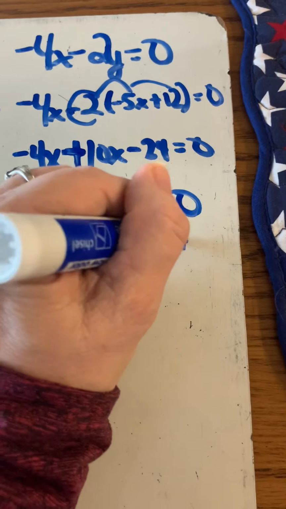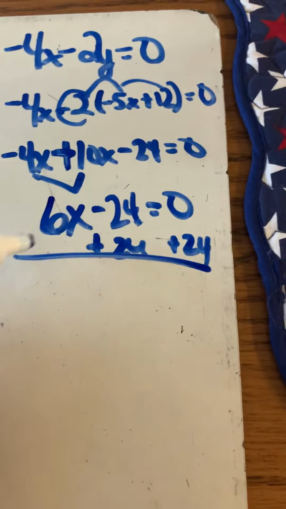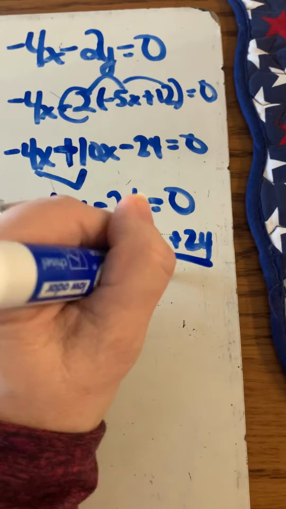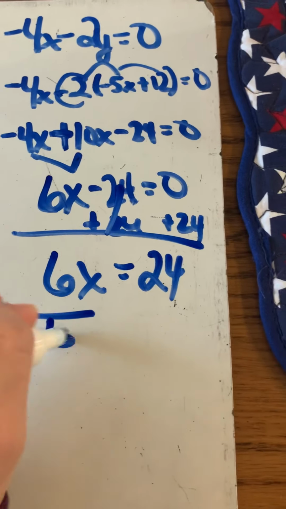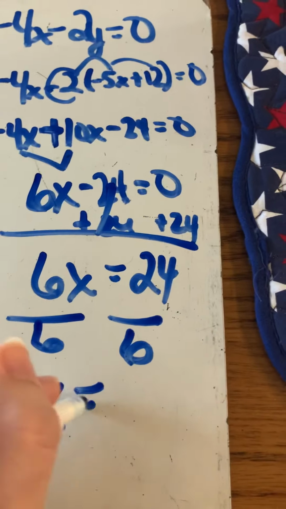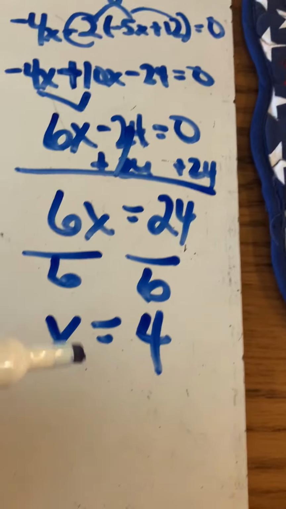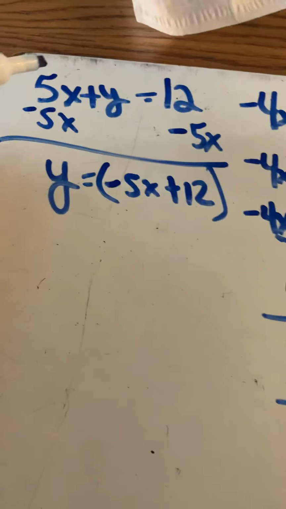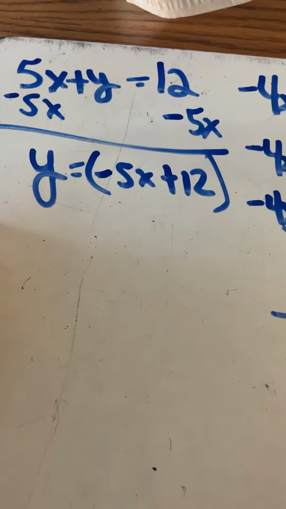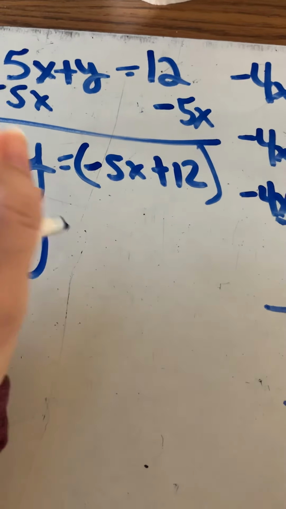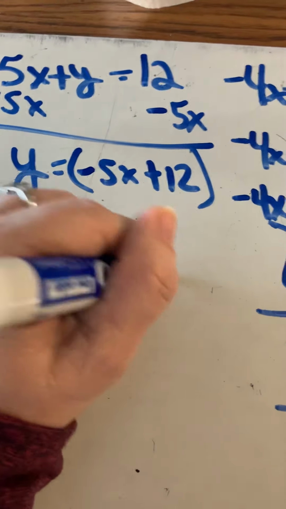Add 24 to both sides. So now I have 6x equals 24. Divide both sides by 6, and I have x equals 4. Once I know the value of x, I'm going to plug it back into the other equation. So I have 5 times 4 plus y equals 12.